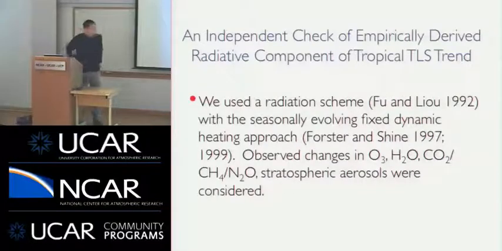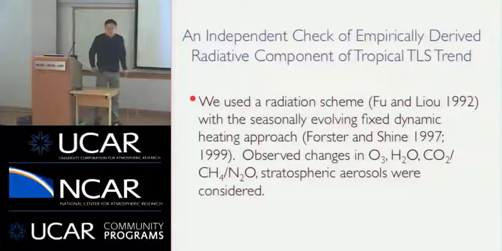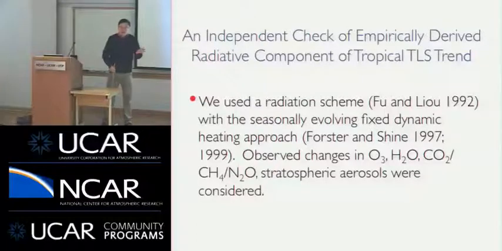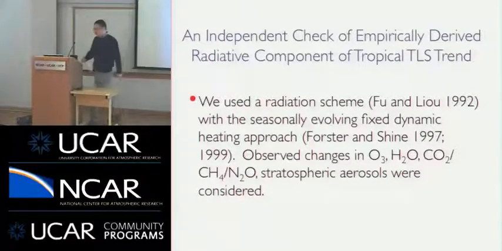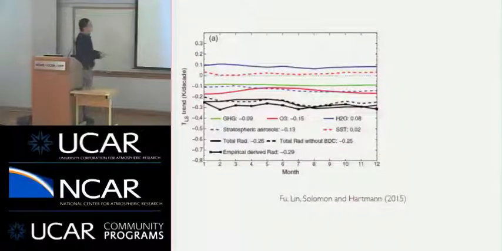Clarification: what you are calling the empirically derived radiative component is the difference between the observed trend and what you estimate to be the dynamic trend. Yeah, I take out the dynamic trend and I get the radiative part. I want to compare with the calculation by radiative model. You want to do the calculation from the composition change. Yes. So this is what I get.